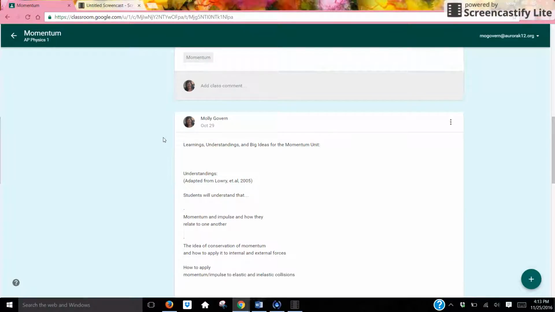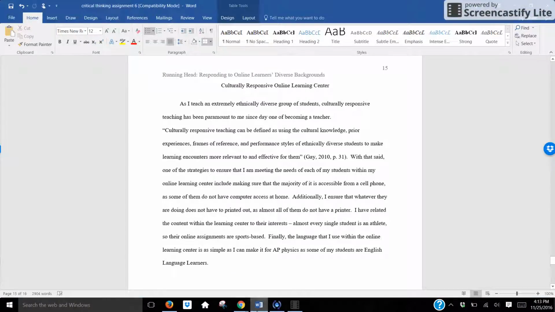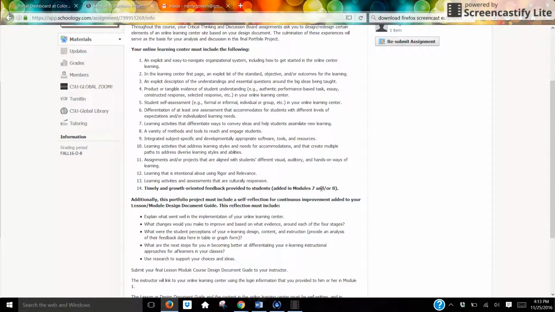Furthermore, there isn't a single thing of this that needs to be printed out, which I think is good on a number of different levels, but certainly because a lot of my kids don't have a printer. So that would be culturally responsive as well. Again, everything's related to their interests. So all of that demonstrates culturally responsive teaching.